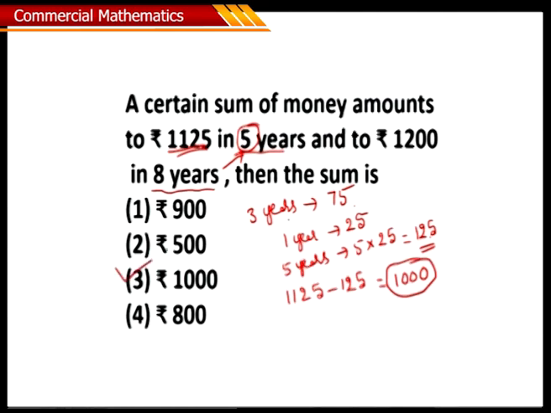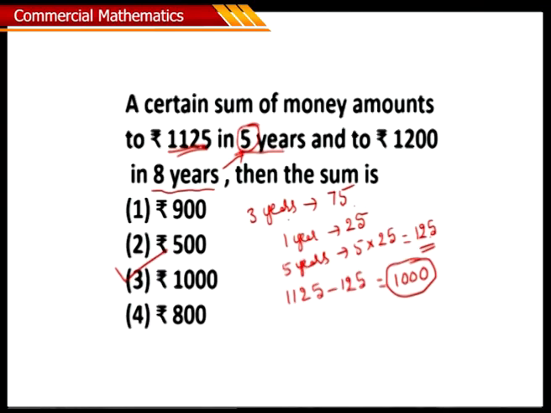So when we are considering a sum of 1000 rupees, the 5 years interest is 125 rupees, which means the rate of interest is 2.5% per annum. So in 5 years you are getting 5 into 25, 125 rupees, and in 8 years you are getting 200 rupees interest. Okay, so we have seen how to calculate problems related to simple interest.